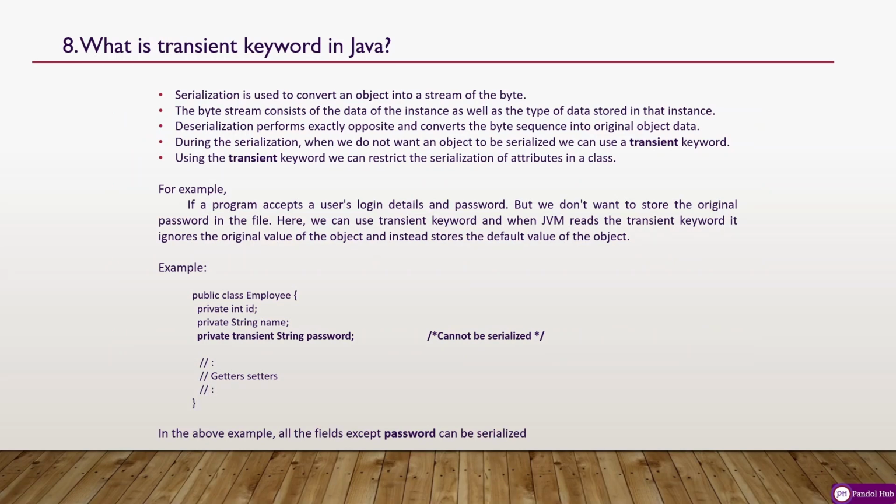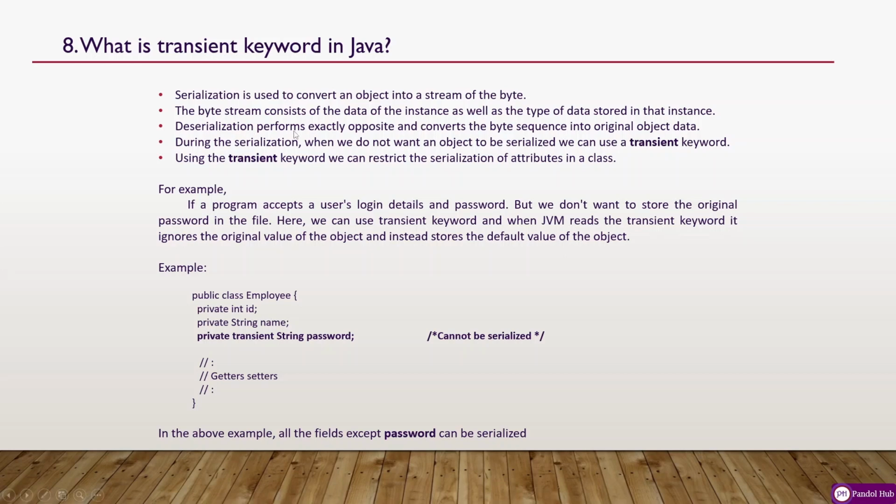Then what is transient? Serialization is used to convert an object into a stream of bytes. So we have already seen this. That is serialization, and since it is converting the object into a stream of bytes, we can later deserialize it and convert it to the object that we need. The byte stream consists of the data of the instance as well as the type of data stored in that instance. So this also I've already told you: when it is converting the object into a stream, that stream includes the type of data it is, and what the data is that the object consists of.